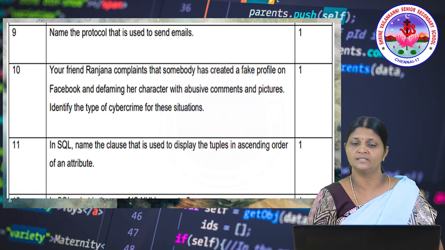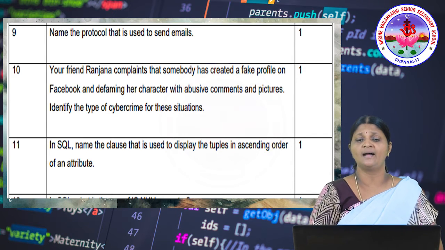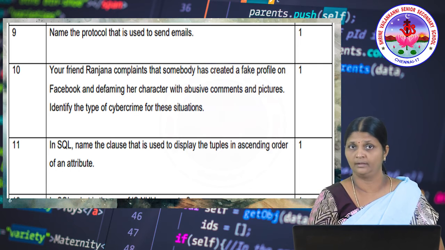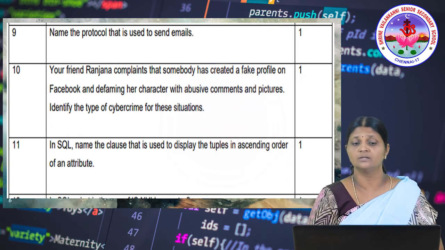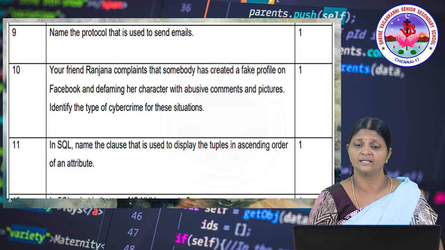Now, question number 10. Your friend Ranjana complains that somebody has created a fake profile on Facebook and is defaming her character with abusive comments and pictures. Identify this type of cybercrime for these situations. So we have seen about cybercrime, right? So what kind of cybercrime is this? It is cyber stalking. Yes, cyber stalking.